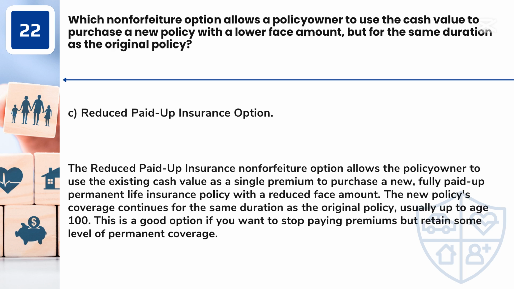Answer: C. Reduced paid-up insurance option. The reduced paid-up insurance non-forfeiture option allows the policy owner to use the existing cash value as a single premium to purchase a new, fully paid-up permanent life insurance policy with a reduced face amount. The new policy's coverage continues for the same duration as the original policy, usually up to age 100. This is a good option if you want to stop paying premiums but retain some level of permanent coverage.